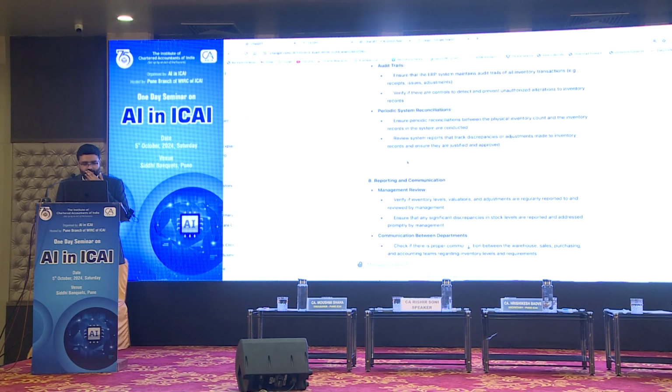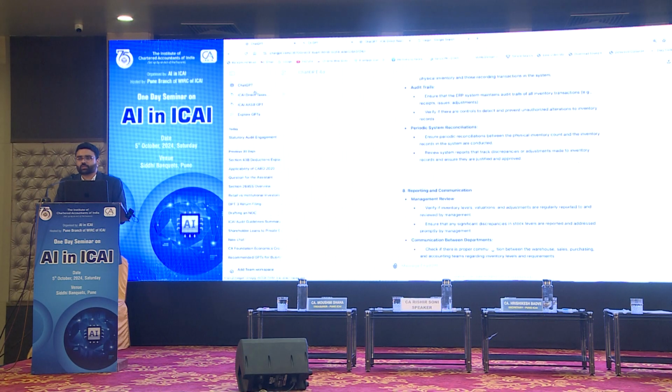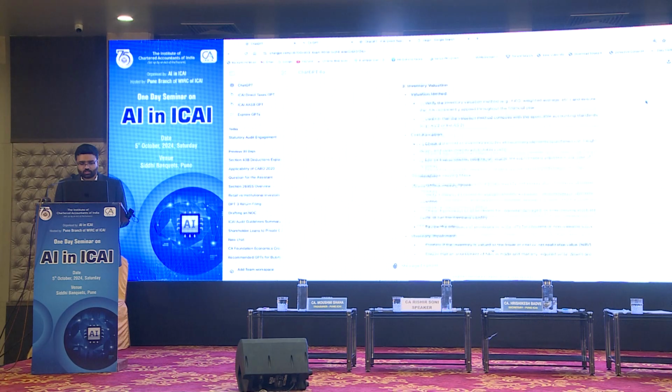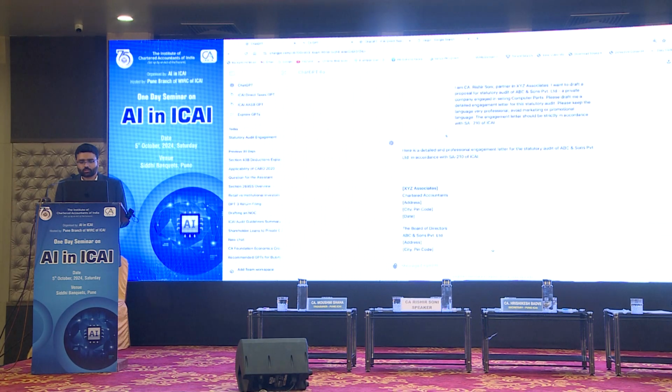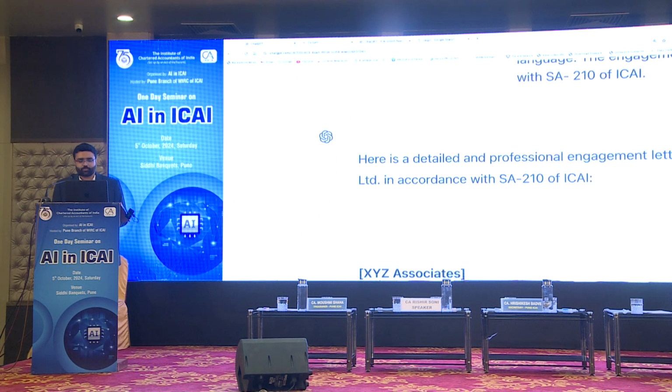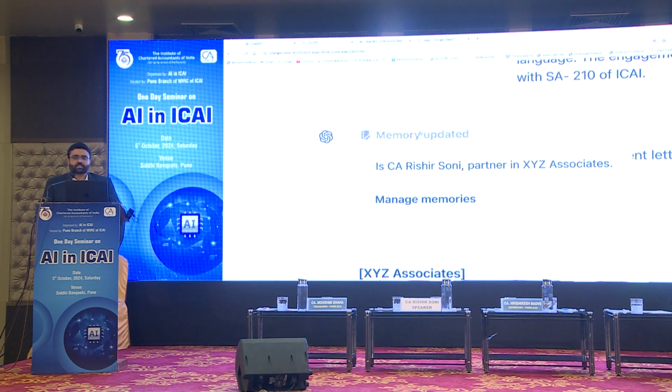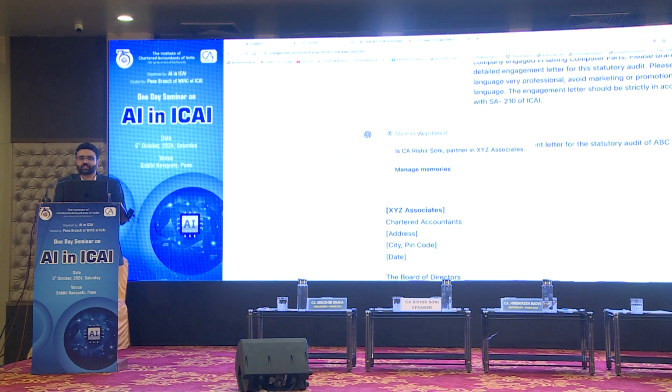So here, let's just start a new chat instead, because see, AI remembers everything. If you can see here, when we started this particular conversation about engagement letter, it says that memory has been updated. What it's doing is it's understanding who you are and what you're doing. So if I just put the mouse over here, it says that I'm a partner in XYZ Associates. It has remembered it. So next time if I ask it to draft an engagement letter or draft any sort of document, I don't have to tell him that I'm CA Rishir Soni and I'm a member of XYZ and Associates. It's just going to write it on its own unless I say it otherwise.